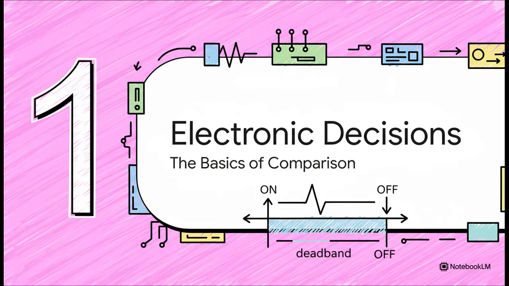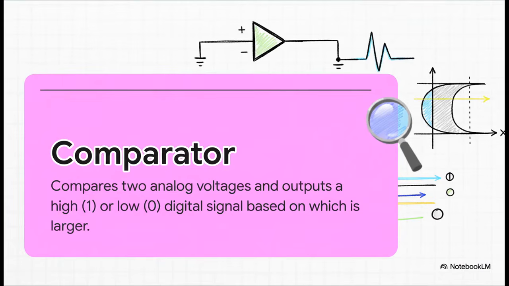You see, at the very heart of this are electronic decisions. Circuits are constantly having to answer these simple yes or no questions. Is it too hot? Is the button being pressed? Is the tank full? And to do that, they rely on a really fundamental component. And that component is the comparator.